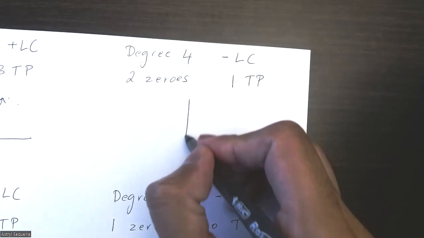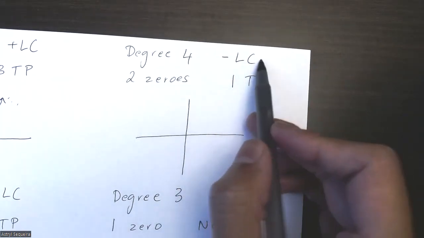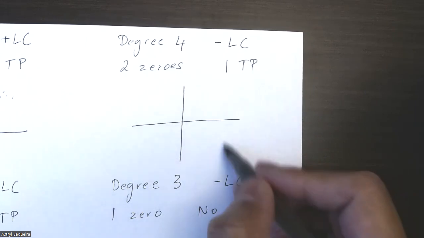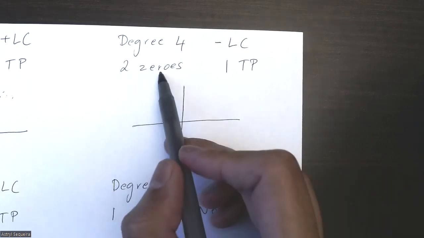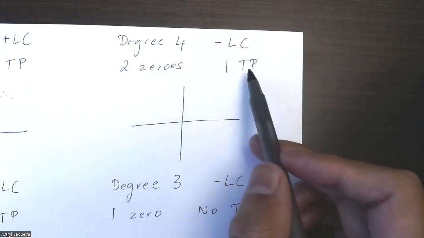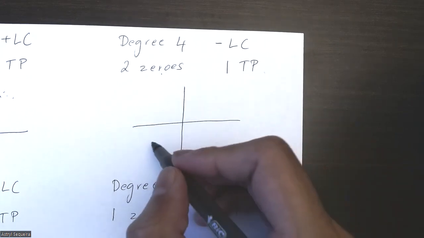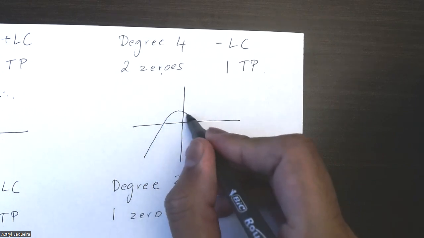Let's take a look at the second condition. Again, it's a fourth degree, but it's a negative leading coefficient, which means that both ends have to be going towards negative infinity on the bottom. I only want 2 zeros and 1 turning point. This is pretty simple. This is just like a negative quadratic equation. It's just going to look like that.